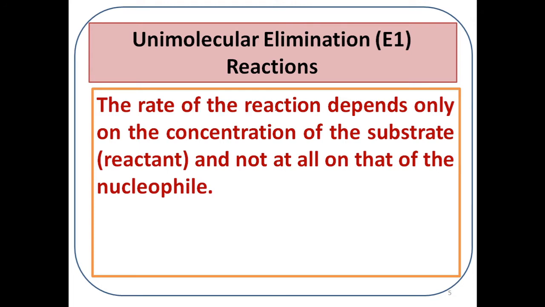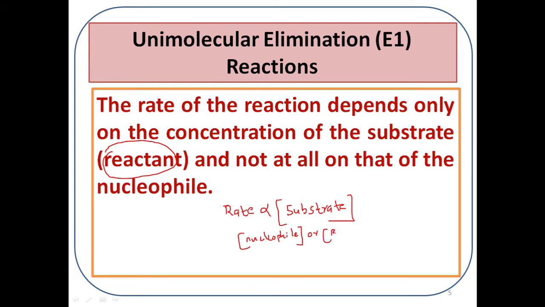Here, the rate of the reaction depends only on the concentration of the substrate, that is a reactant, and not on that of the base or nucleophile. That is, the rate is directly proportional to the concentration of the substrate, and it is independent of the concentration of a nucleophile or a base. Whatever the concentration of the nucleophile or base, they don't play any role in determining the rate of the unimolecular reaction. Here the rate is dependent only on the concentration of the substrate.